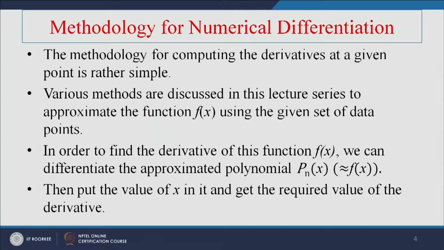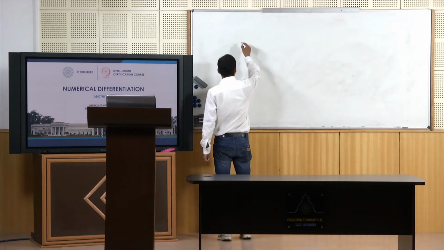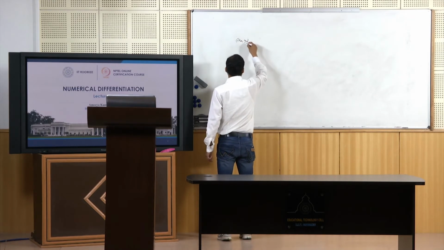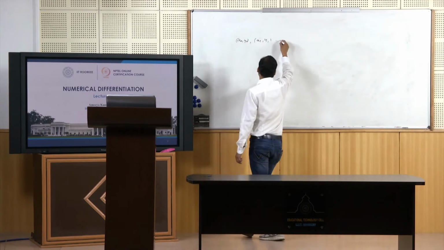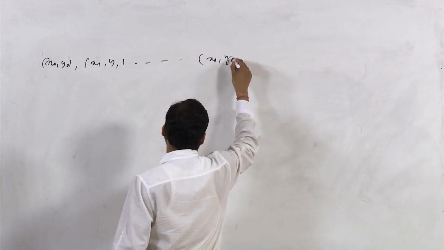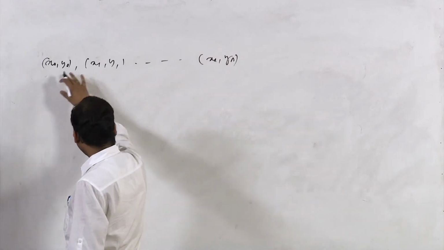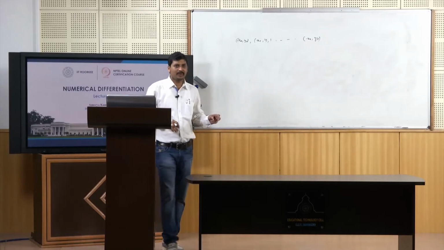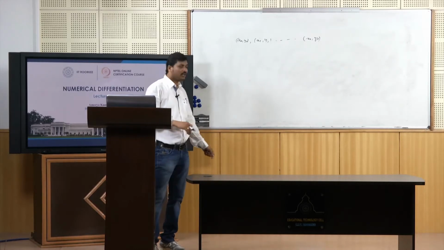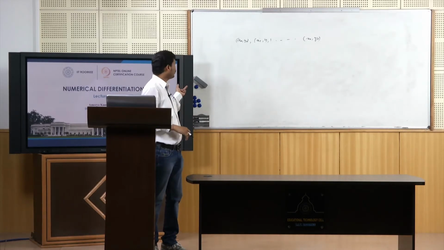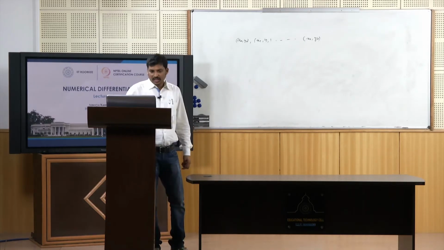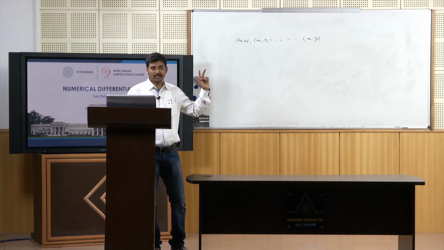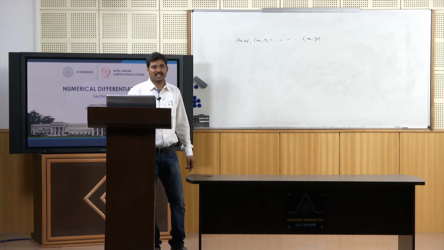This means that if we have the tabulated points like x0, y0, x1, y1 up to xn, yn, where only the tabular values are known to us but the function is not known, then we can formulate a polynomial by considering all these tabular points, and from that polynomial we can find the derivative for the function. And if it is required to evaluate these derivatives at certain points, then at that point we can put in the polynomial derivatives and evaluate the derivative for that function at that point.